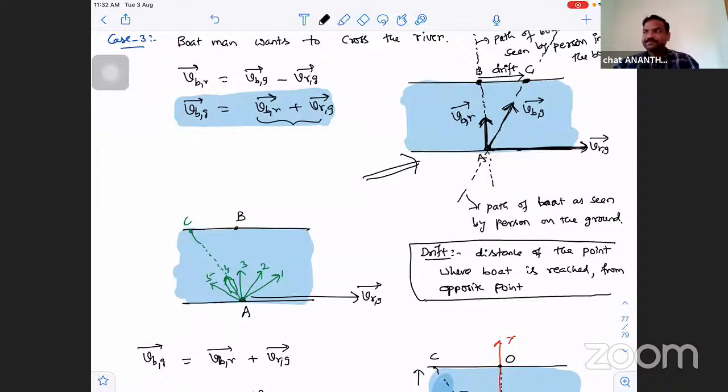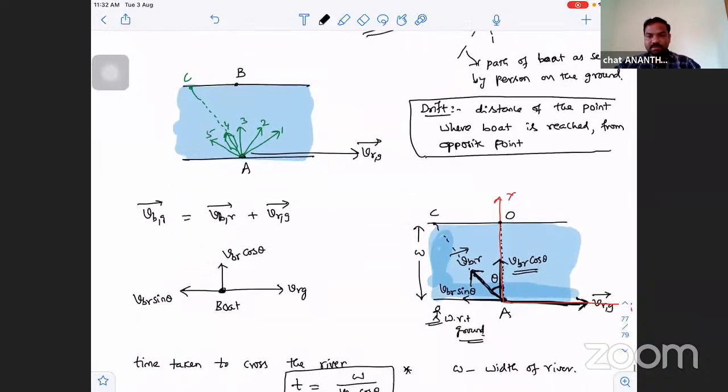Okay, you wrote down drift. Devanand Reddy, wait, we'll discuss everything. Opposite point. The distance of the point where the boat is reached from the opposite point, that distance we call drift.